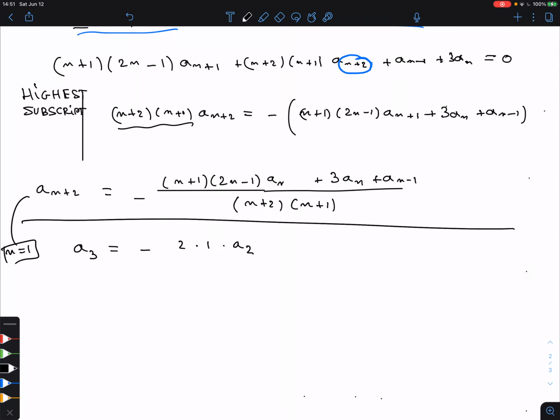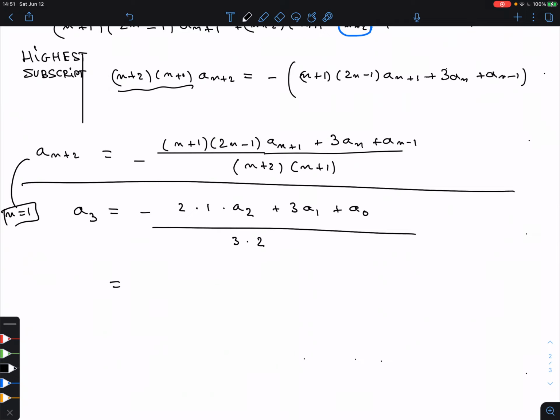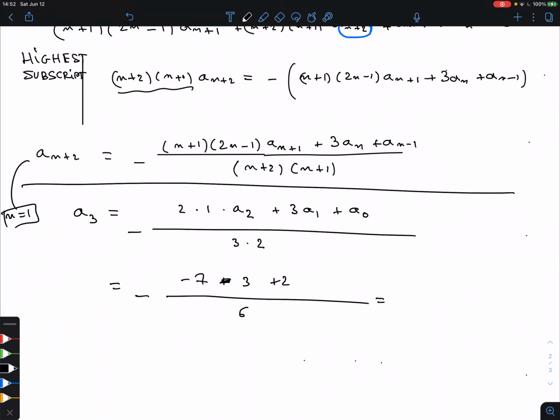Okay, and now we have all the values. a2 was minus 7 halves, so the whole thing has a minus sign in front here. Let me not make the mistake of writing the minus sign in the wrong part. So we get, a2 is minus, okay. So we have 2 times minus 7 halves, that is minus 7, plus 3 times a1, a1 is negative 1, so that is minus 3, and then a0 is 2, plus 2, divided by 6, so that is minus 8, no.